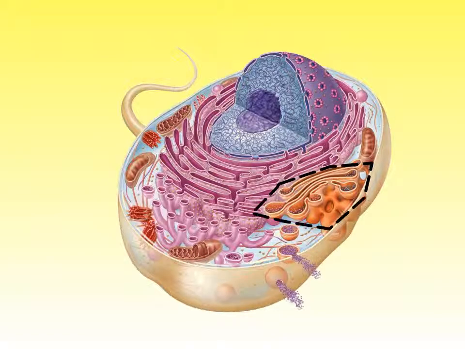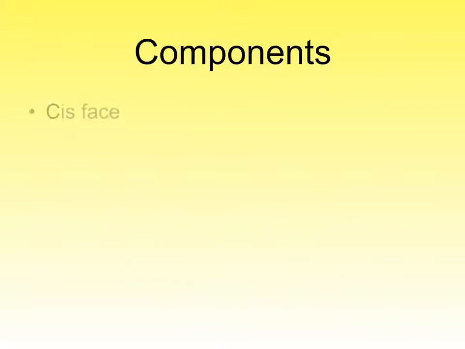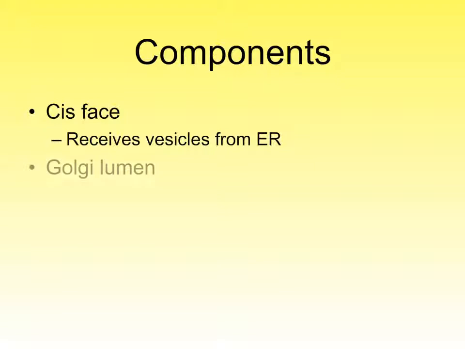The Golgi is the processing center for ER products. Like the ER, the Golgi consists of cisternae, and its internal space is also called a lumen. However, the Golgi differs in function. The side closest to the ER, the cis face, receives the transport vesicles from the ER.